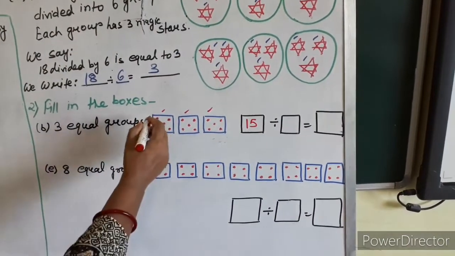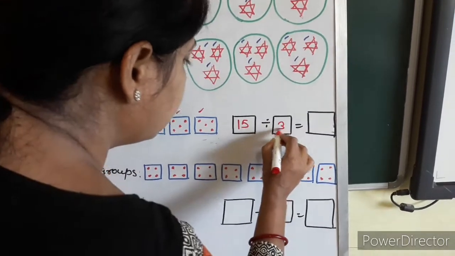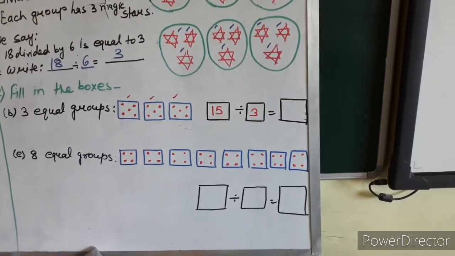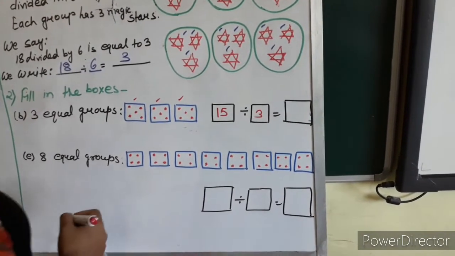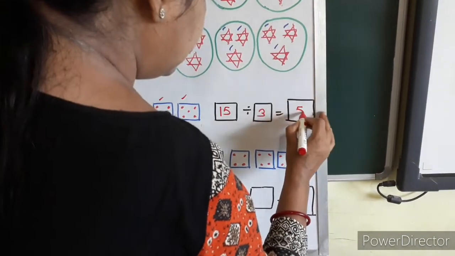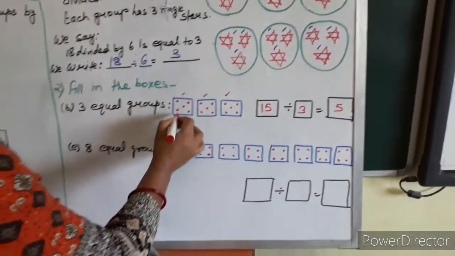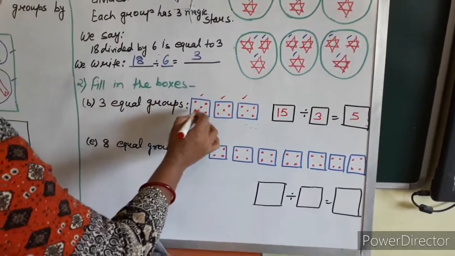And how many groups? 1, 2, 3. So just count the table of 3. 3 1 is 3, 3 2 is 6, 3 3 is 9, 3 4 is 12, 3 5 is 15. That means in one group, 5 dots are there. 1, 2, 3, 4, 5.